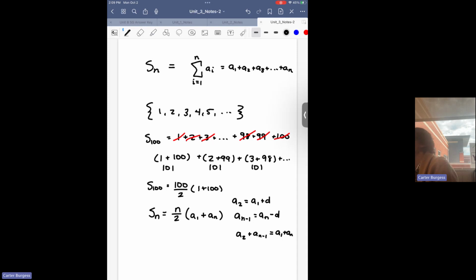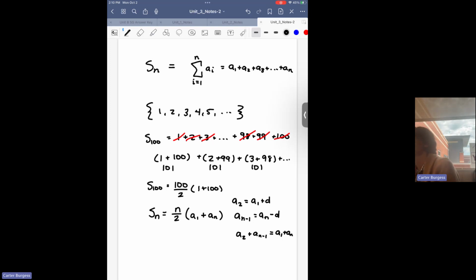Now, what assumption am I making about n when I'm saying that we can make n over 2 of these pairs? Okay, I'm assuming that n must be even. This only worked because n was 100. We can divide 100 nicely in half.